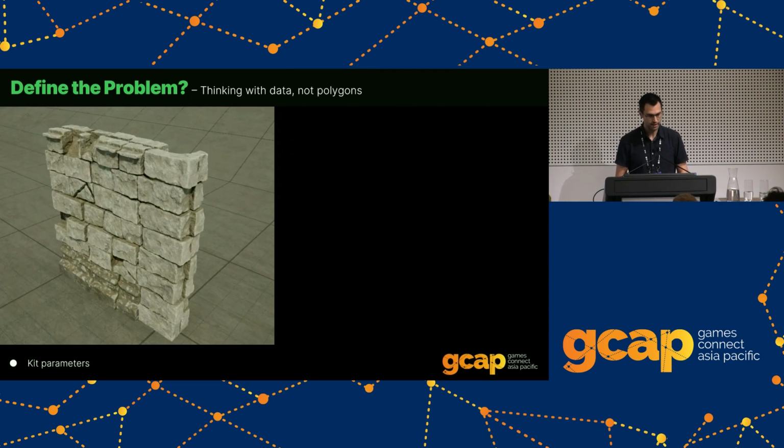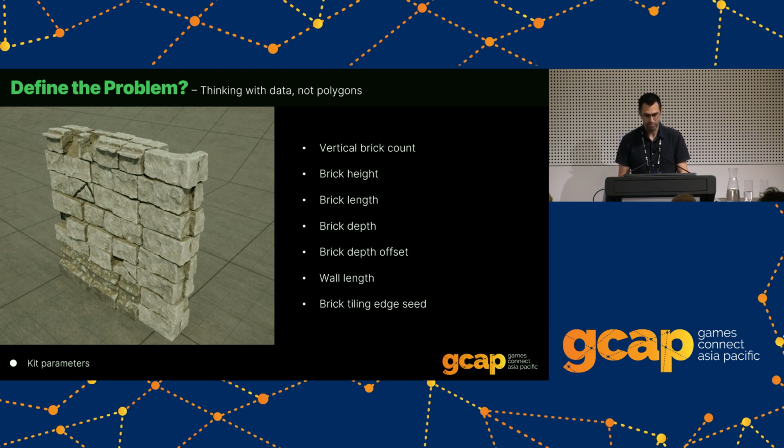Okay, next. When we're building this piece, there's actually two pieces here, they're joined together. We have to look at the vertical brick count, the brick height, the brick length, the brick depth offset, wall length, brick tiling edge seed. Since it's tiling edge seed, this needs to be consistent across the whole kit, all right?